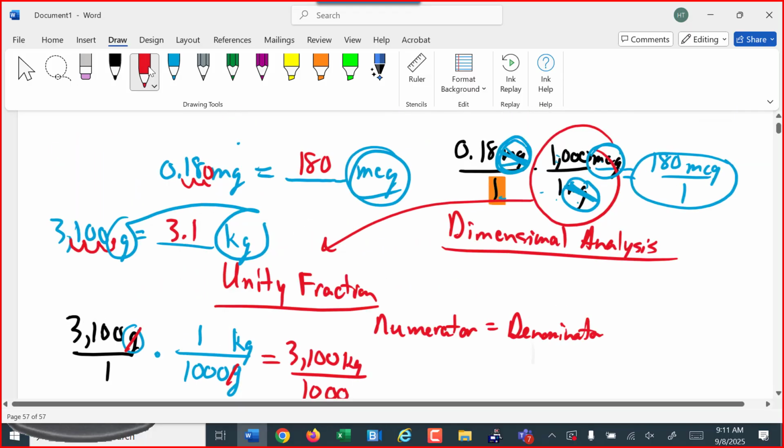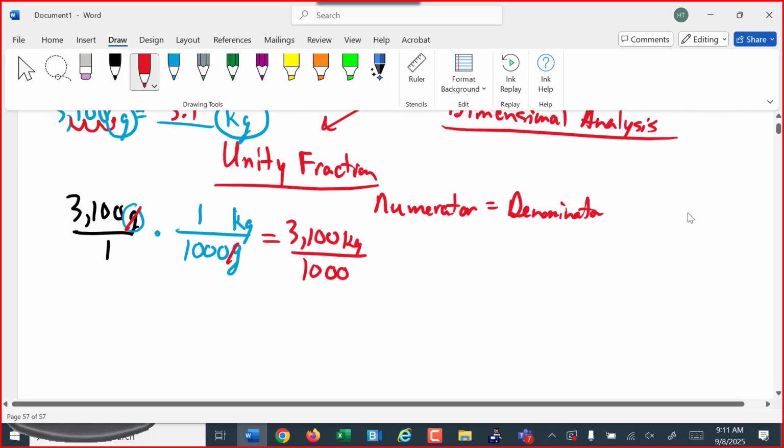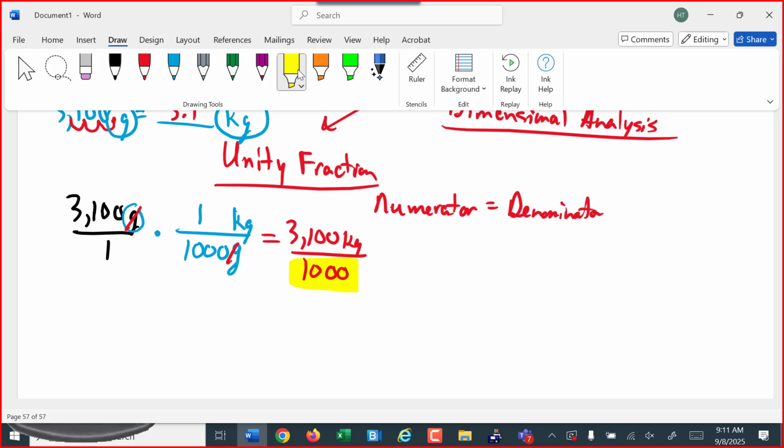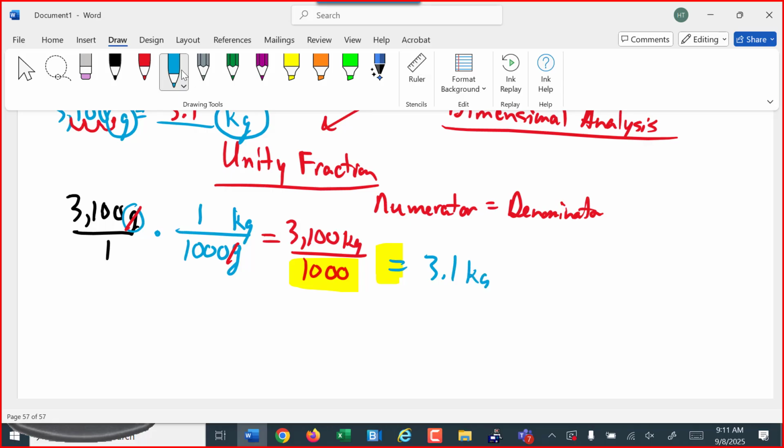So in the previous example, the bottom just multiplied up to 1, so dividing by 1 doesn't change anything. Here, the bottom multiplies up to something significant. It's bigger than 1, so we do have to divide that out. 3,100 divided by 1,000 is 3.1 kilograms. So we get to the same answer either way.